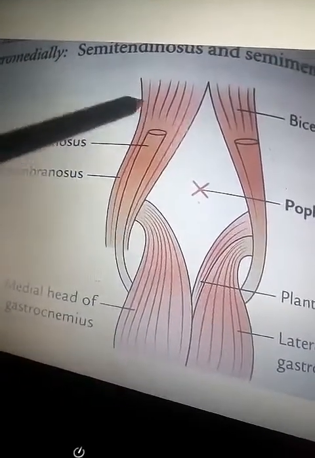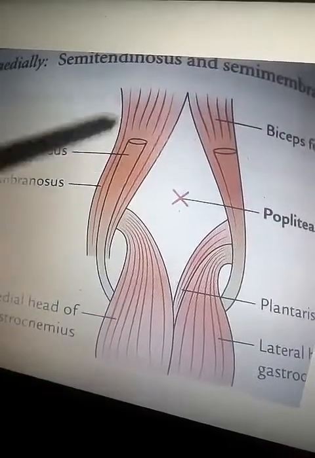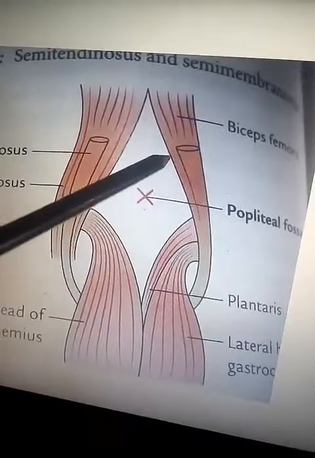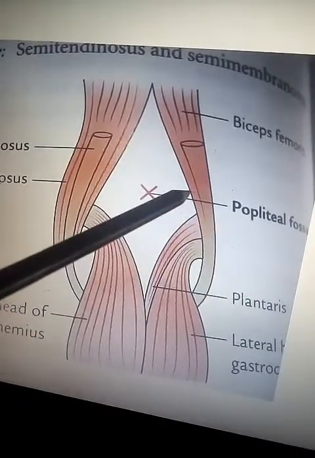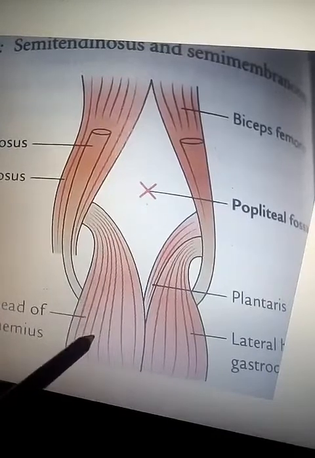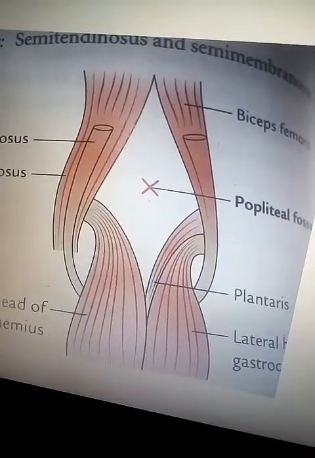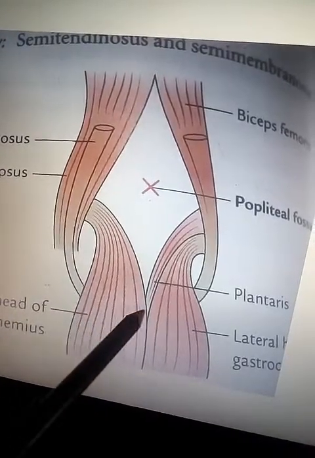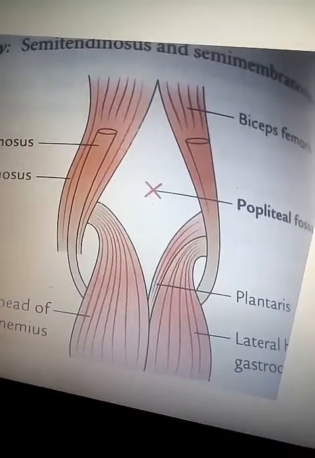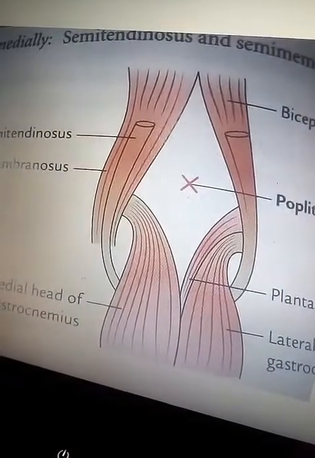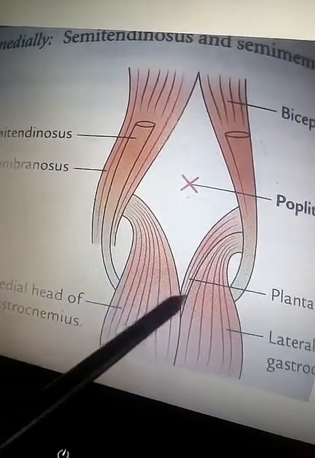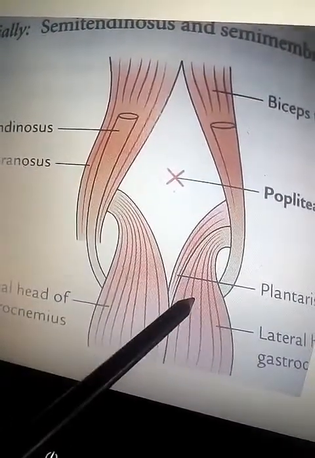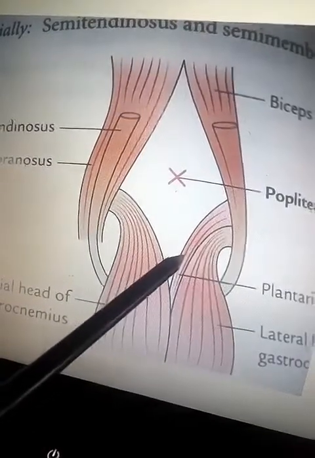Superomedially, it is bounded by the semitendinosus and semimembranosus. Superolaterally, it is bounded by the biceps femoris. Inferomedially, it is bounded by the medial head of the gastrocnemius. Inferolaterally, it is bounded by the lateral head of the gastrocnemius, supplemented by the plantaris.